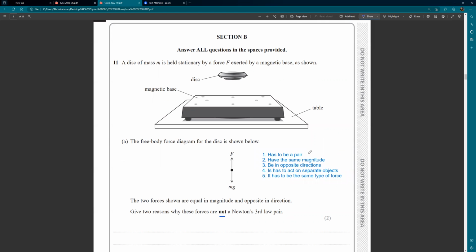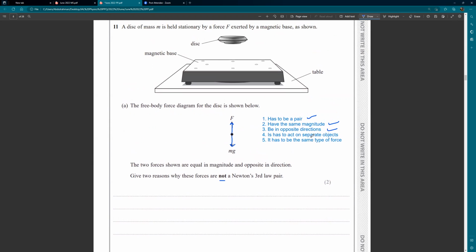So is it a pair? Yes, it is a pair. Do they have the same magnitude? Yes, they do, because the length of each arrow is the same. Are they in opposite directions? Yes, they are. So from the first three, we're expecting it should be a Newton's third law pair. However, when you look at number 4, is it acting on separate objects? No, it's acting on the same object. So this is not satisfied. And is it the same type of force? No, because you have mg, which is weight, and F, which is a magnetic force. So you've got force of gravity and force due to a magnet. They are not the same type of force.